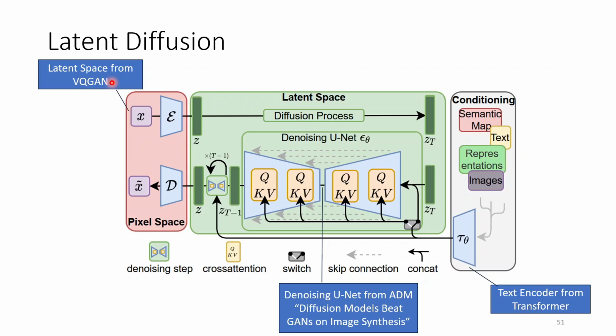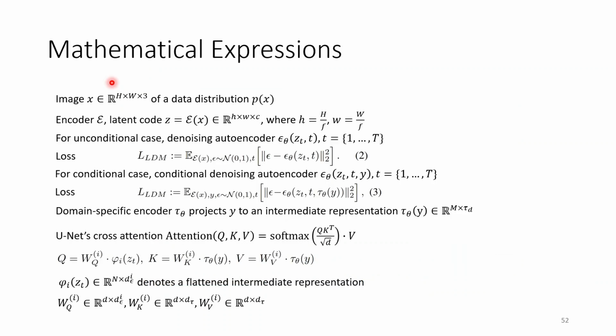Okay. However, we need to mention this mathematical definition first. So here, given the image, when you see this sentence, it is very similar to the VQGAN. It converts the image into a latent space. So the scaling factor f again occurs here. Okay. And for the unconditional case, they just reduce or optimize the diffusion process.